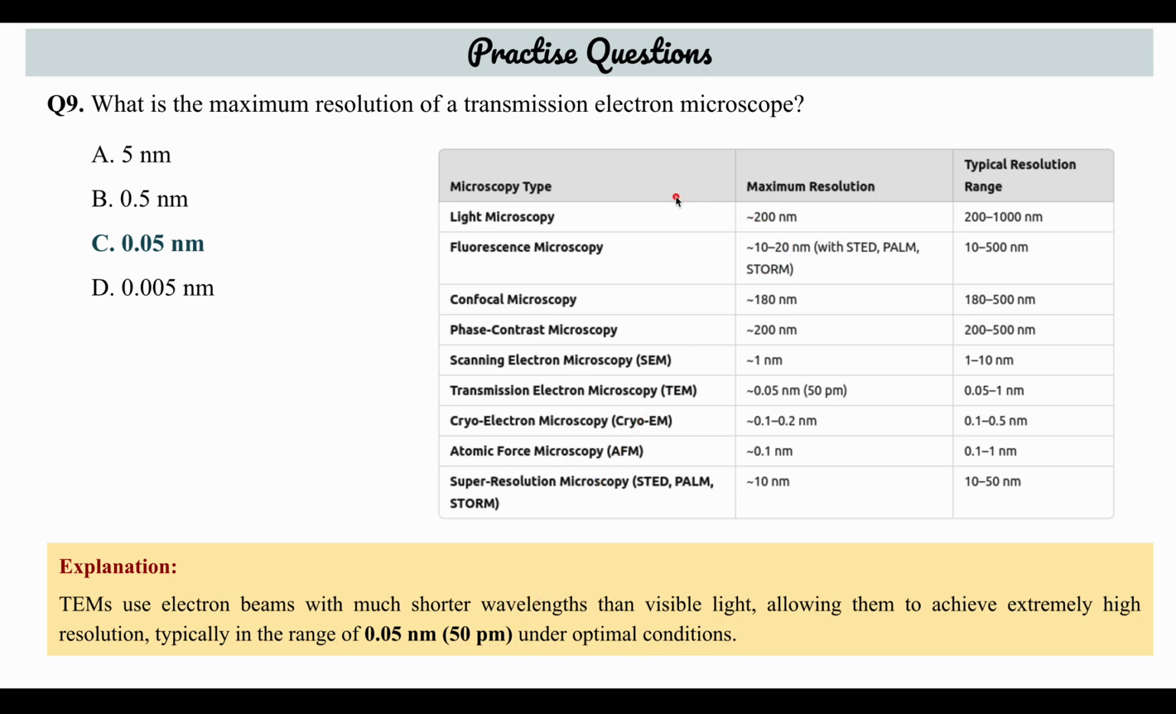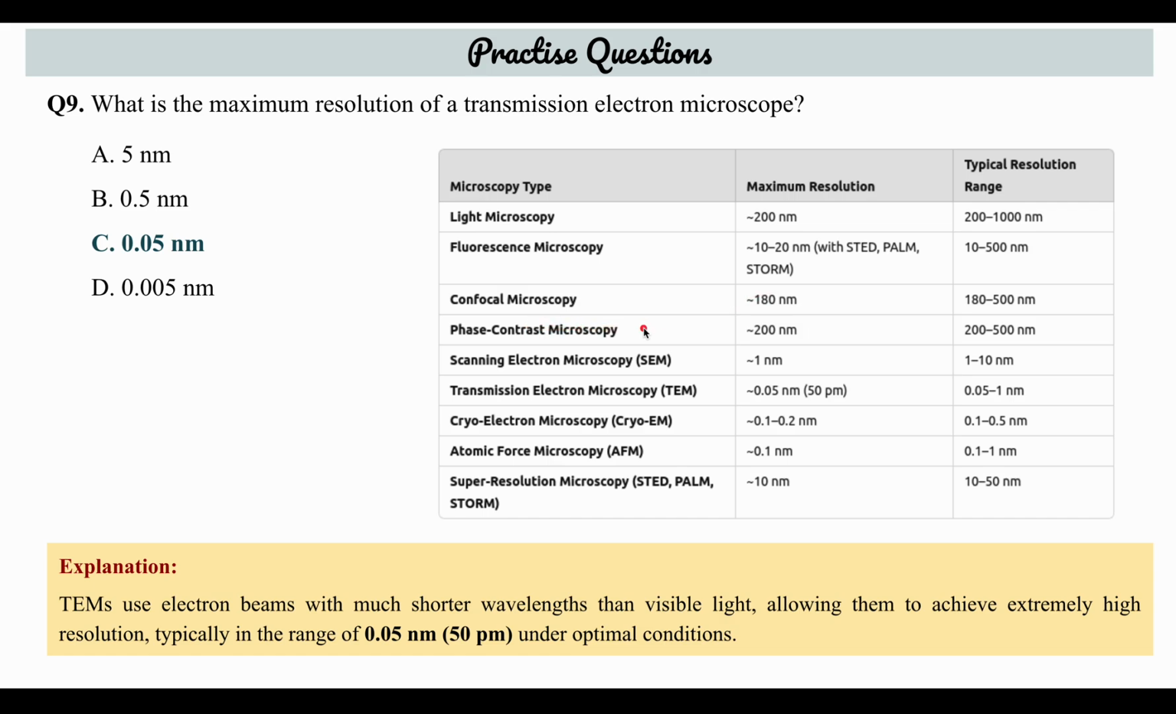For your understanding, I have given you the types of microscopy and their maximum resolution and range. In light microscopy, the maximum resolution is 200 nanometers and the range lies from 200 to 1000 nanometers. Fluorescence microscopy has a maximum resolution of 10 to 20 nanometers, and there are advancements of fluorescence microscopy such as STED, PALM and STORM. These are super resolution microscopic techniques which work on the principle of fluorescence microscopy.